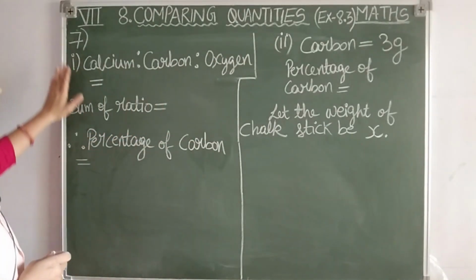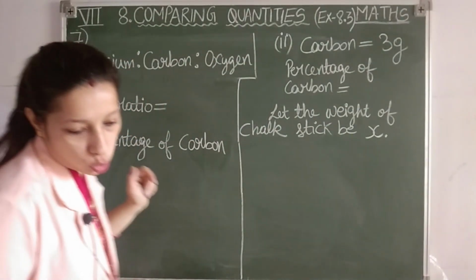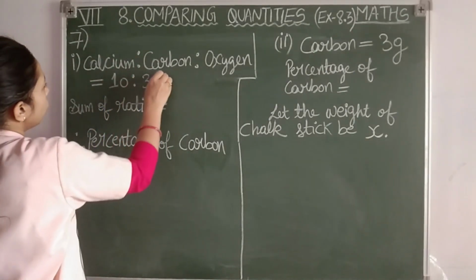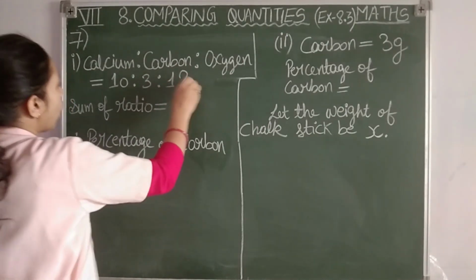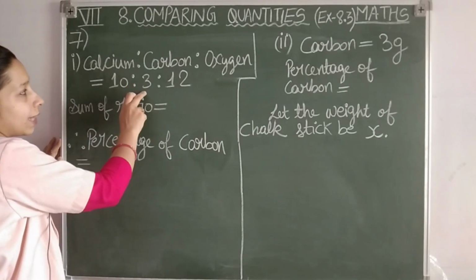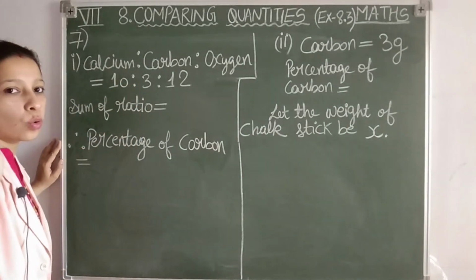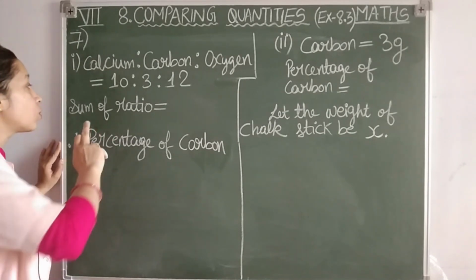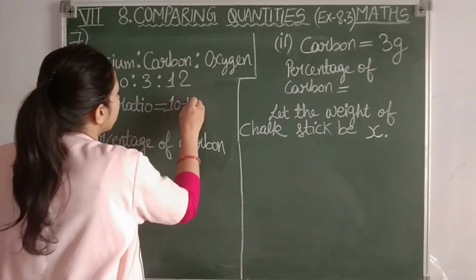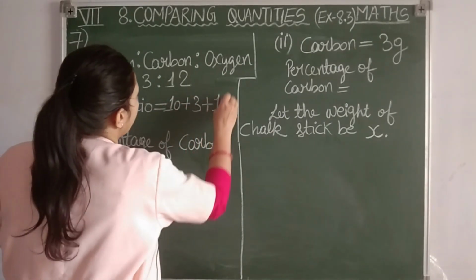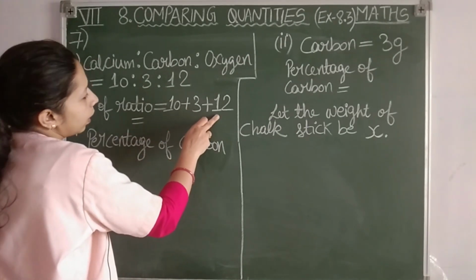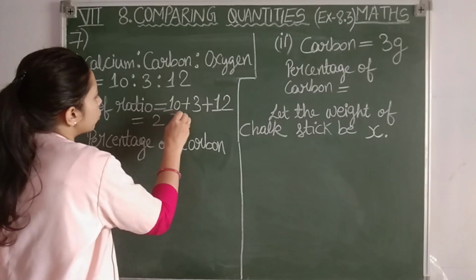So students, how to do? Let us see. 7th question, first point, calcium is to carbon is to oxygen. I'll write the ratio 10:3:12. Clear students? Now we have to find the percentage of carbon, for this part, that is 3. We know that to convert a ratio into a percentage, the first step is to take the sum of the terms of the ratio. So students, here I'll write the sum of the terms of the ratio. I'll add them. 10 plus 3 is 13, 13 plus 12 is 25. So students, 25.